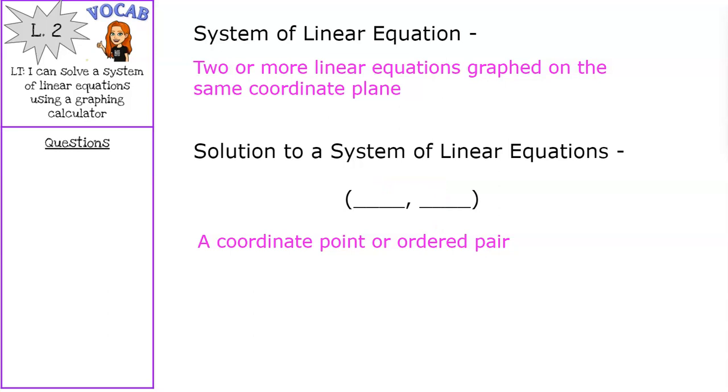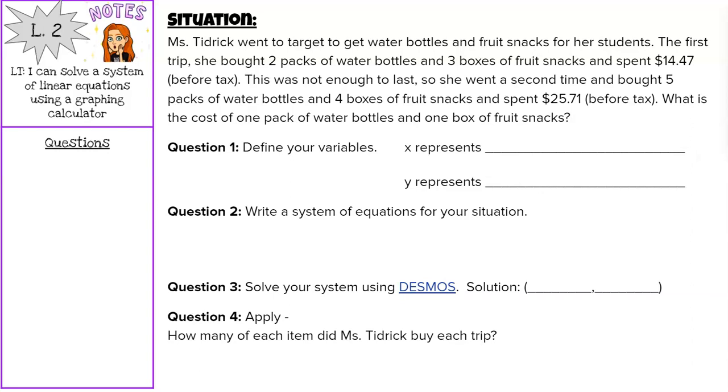So we're just going to jump right into our example. We have our situation. Ms. Tidrick went to Target to get water bottles and fruit snacks for her students. The first trip, she bought 2 packs of water bottles and 3 boxes of fruit snacks and spent $14.47 before tax. This was not enough to last, so she went a second time and bought 5 packs of water bottles and 4 boxes of fruit snacks and spent $25.71 before tax. What is the cost of 1 pack of water bottles and 1 box of fruit snacks?